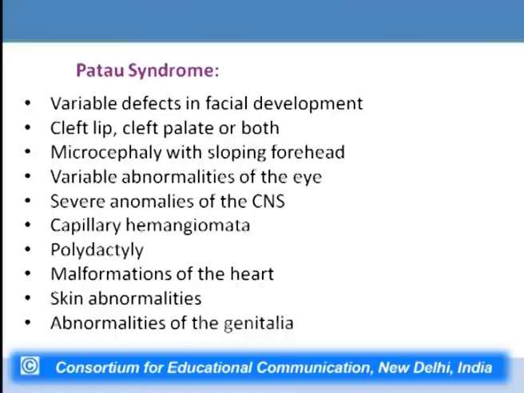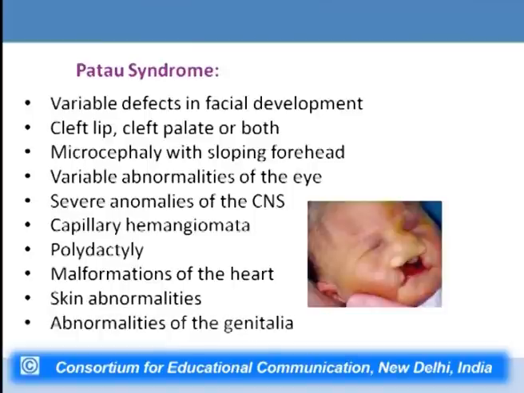Now, there are variable defects in the facial development of individuals suffering from Patau syndrome. There might be cleft lip, cleft palate, or both, and the head is usually small in size and the forehead is sloping, and there are various abnormalities of the eye, and severe abnormalities of the central nervous system. Again, there could be polydactyly and malformation of the heart, skin abnormalities, as well as abnormalities of the genitalia. So, this is a picture of an individual suffering from Patau syndrome who has cleft lip. Other abnormalities can also occur in individuals suffering from this particular syndrome.